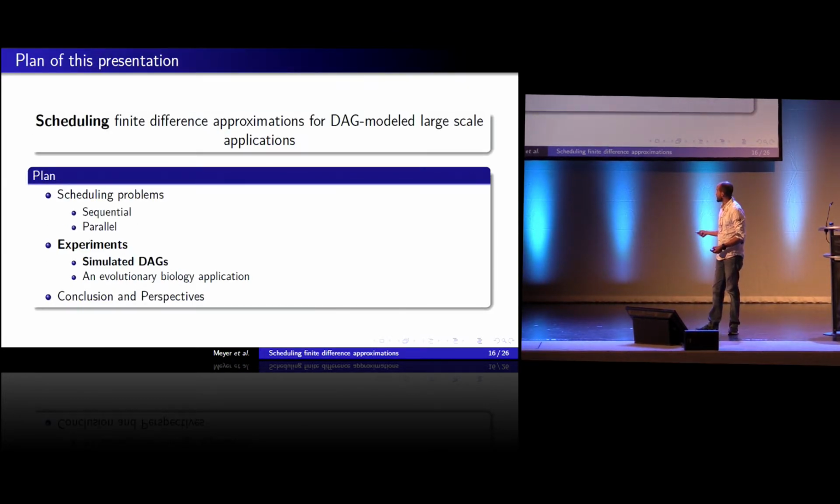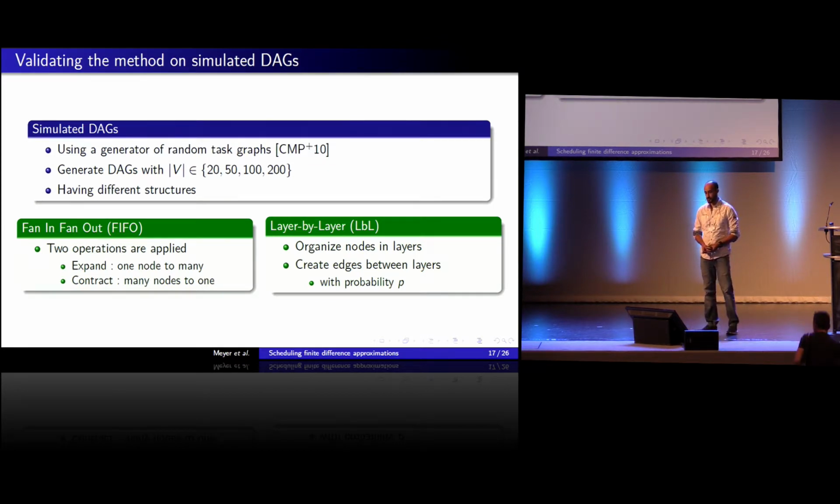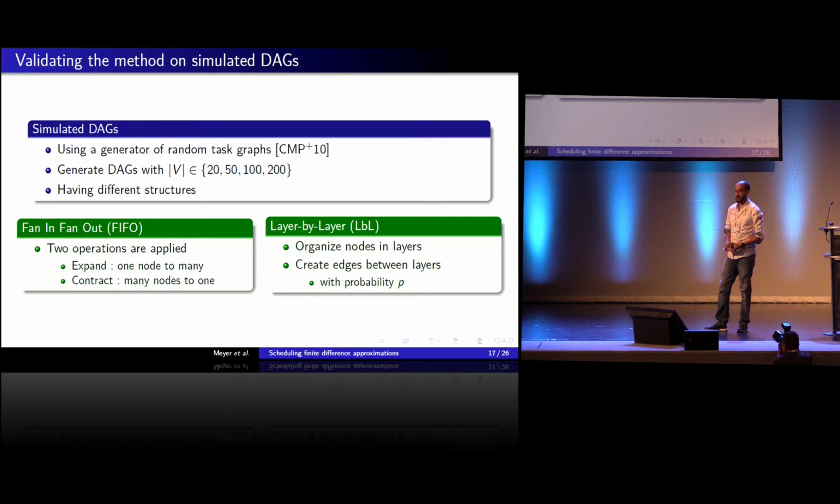Okay, so now for the results. We will start with the simulated DAGs. We wanted first to validate the method, and for that we generated a set of graphs using existing software. We simulated DAGs that have 20, 50, 100, 200 nodes, having different structures. For that, we use two different methods. The fan-in, fan-out method does first an expand phase, where you create several nodes from one node, and then a collapse, where you take several nodes and create one. So this is the first type of DAG that we simulated.